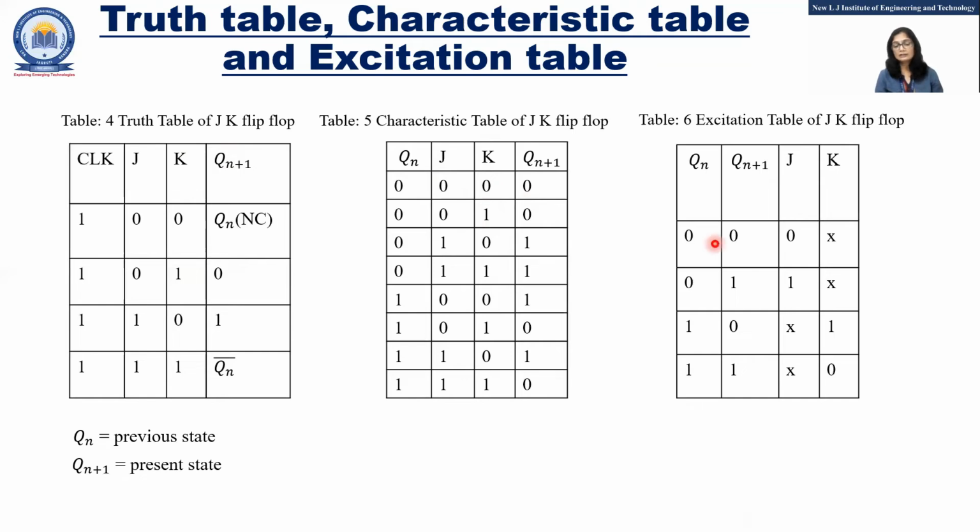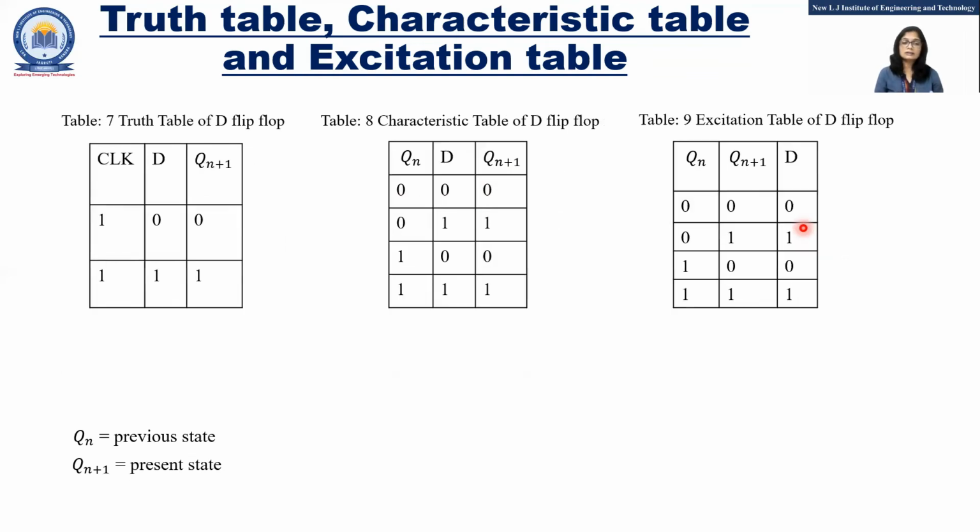Now we'll design the excitation table. Here, you can see these two are the inputs. I mean, previous state and present state are the inputs and outputs are J and K. Means for these combinations, what should be the input? Now suppose both Qn and Qn plus 1 are 0. You can refer to this characteristic table. At that time, J is not changing, but K is changing from 0 to 1. So in this excitation table, we will write J is 0, but K as don't care, means neither 0 nor 1. That's why we'll write here cross, don't care condition. Similarly, for other combinations, you can fill this table. So these are the three tables for the JK flip-flop.